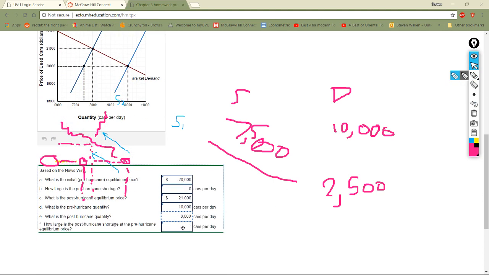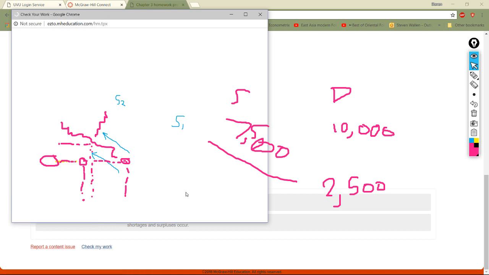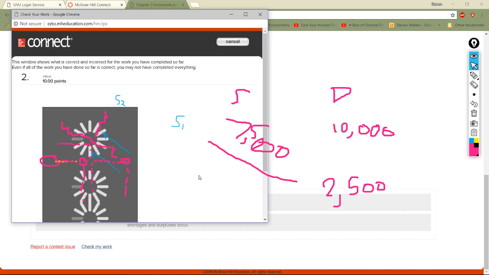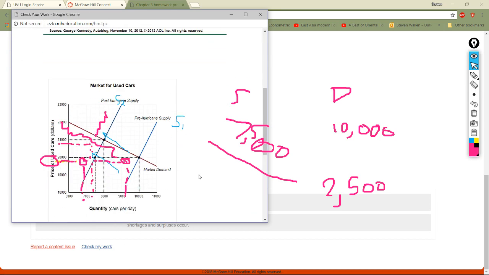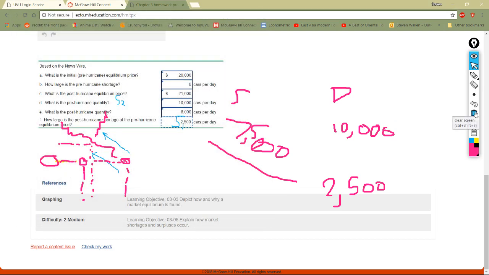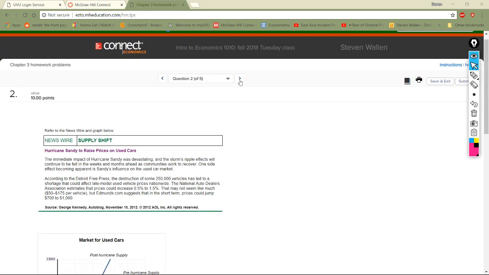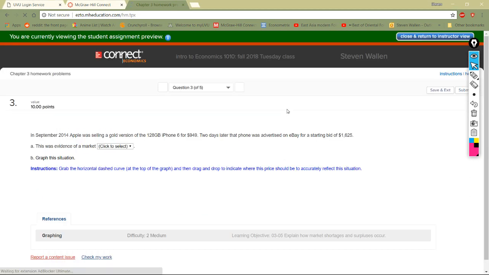Come down here. 2,500. And let's see if we did everything right. Here we go, moment of truth. And we did it. Perfect. Clear off the mess. On to the next problem. Here we go. Next problem.